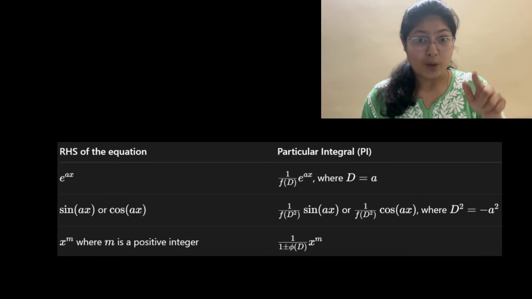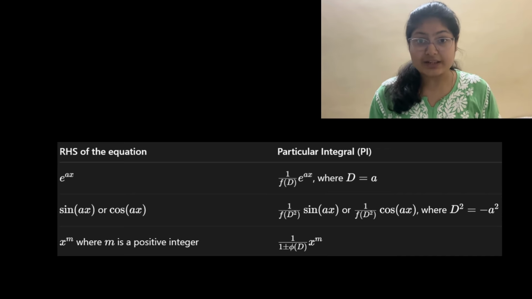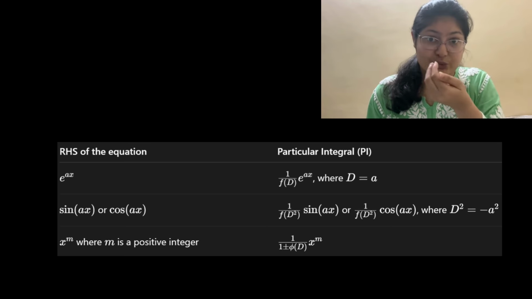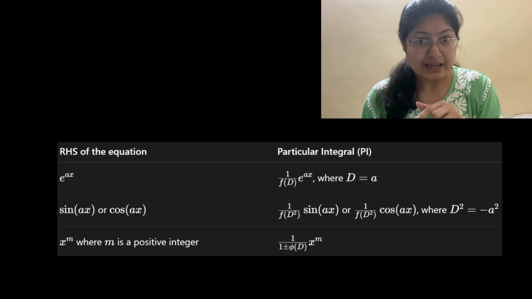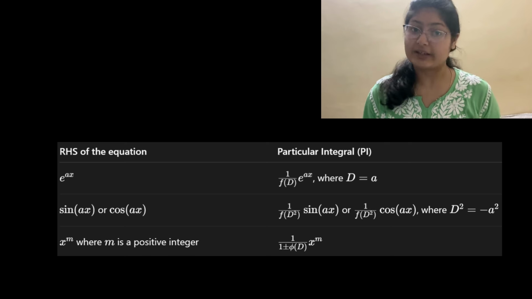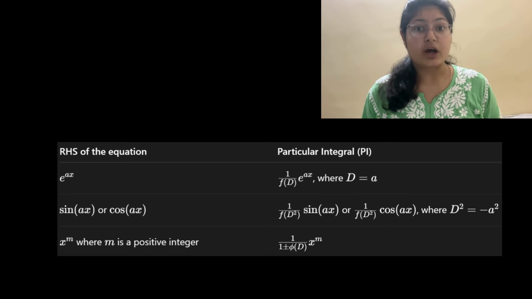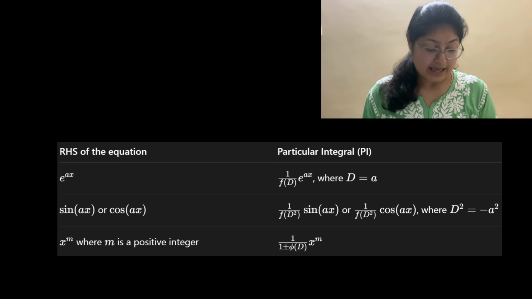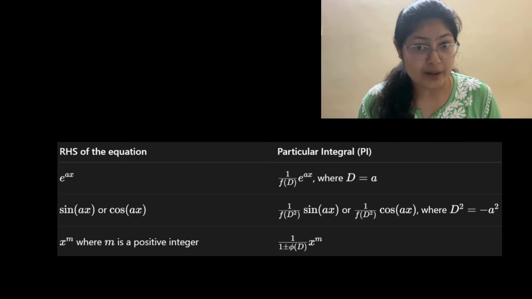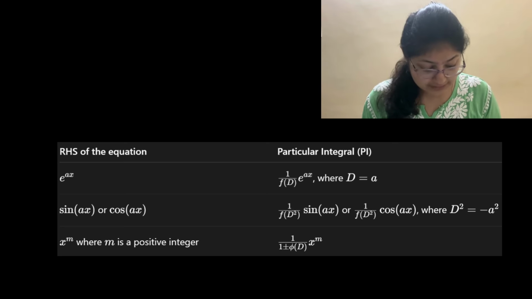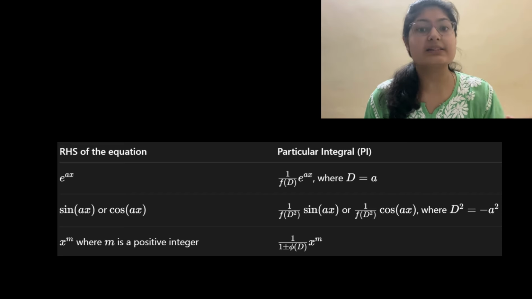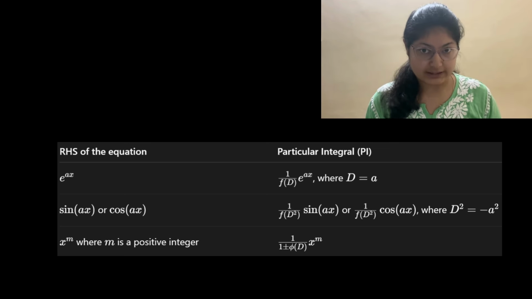First being 1 upon f of D into e to the power ax. This has been displayed on the screen. Now, if your RHS contains e to the power ax, you substitute the D for a and you solve to get the particular integral. Secondly, if your RHS contains sine or cos, how do you find the particular integral for that? You take 1 upon f of D square into sine ax or cos ax, and you substitute the D square for minus a square, and you solve for the particular integral.